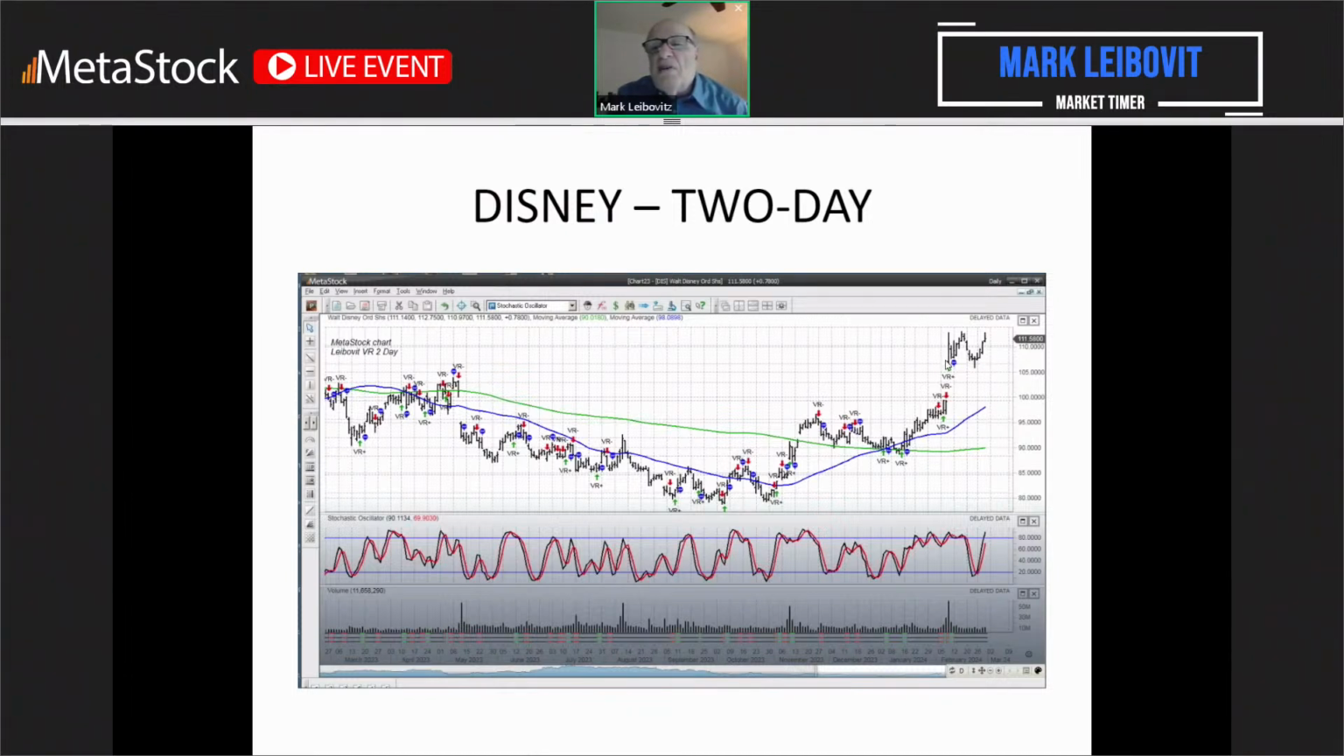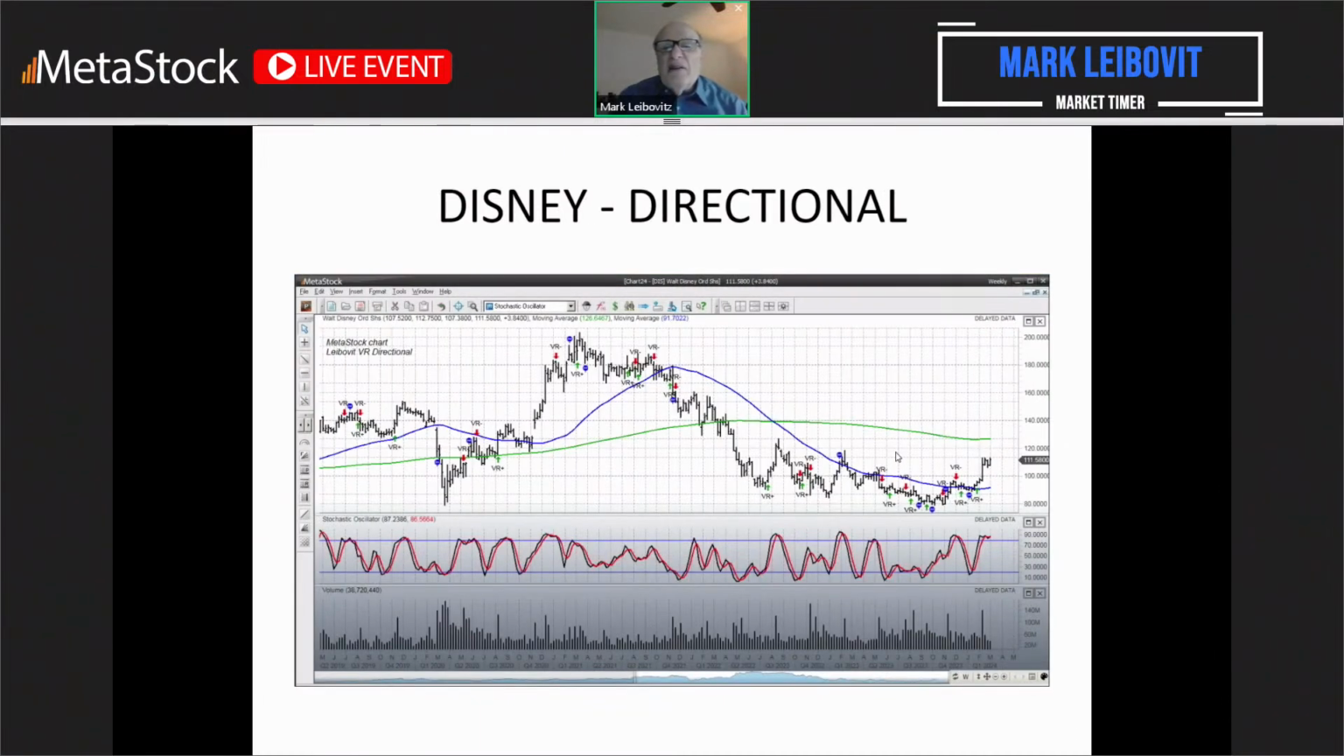Coming more recently, a VR here about 10, 12 days ago, 2 days later, a little higher, and it just said get out, but it would have told you to get out anyway. It's based on the 2-day theory. The directional is the same thing as the sequential, except it filters out repetitive volume reversals.